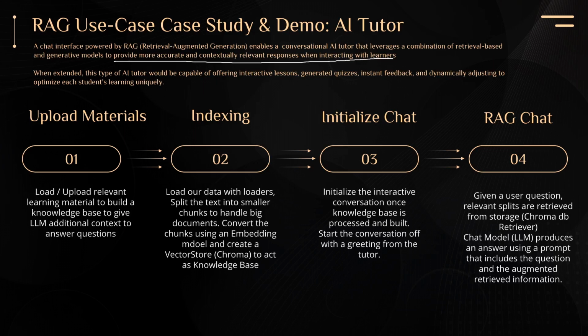We upload all the materials for the application, we do the indexing first into Chroma as a vector store, and then we initialize the chat application where the simple conversation continues, where the learners could ask their questions, and using RAG, using the necessary material, it pulls the correct information and answers the users based on that, and then the chat continues. That's a simple flow for this application.